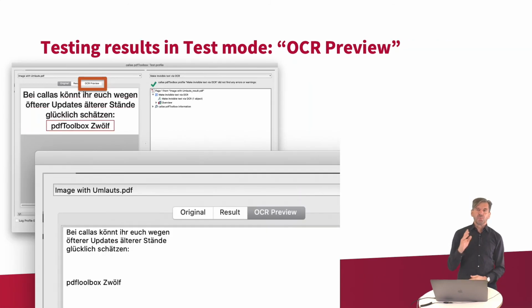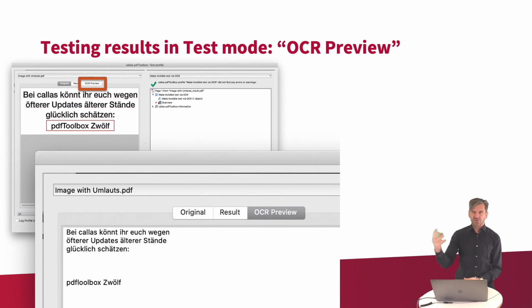Yeah, and one more thing. This is, as I've said, somewhat difficult. The way PDF allows you to add OCR text, the bad thing is when you want to find out how good the OCR result is. For that reason, it's now possible in test mode to see the OCR result.